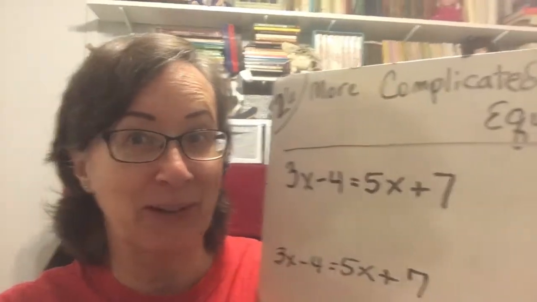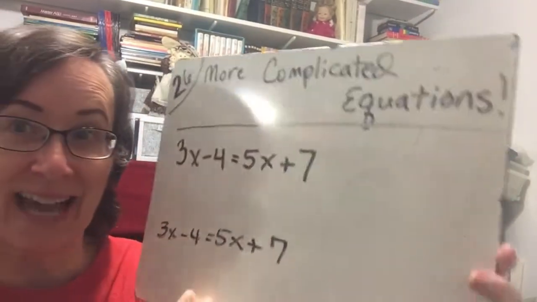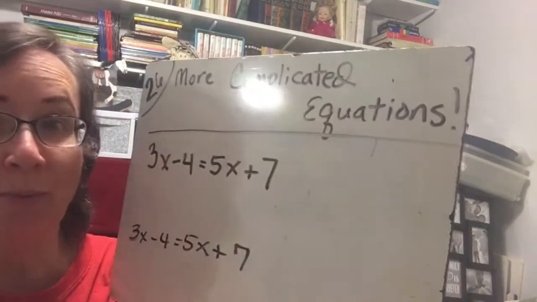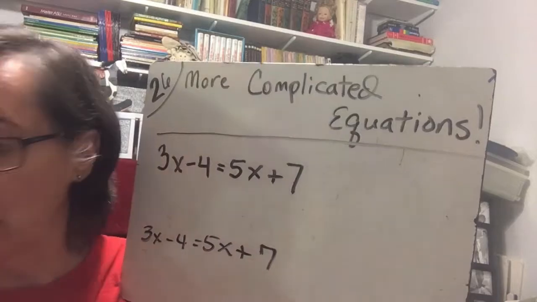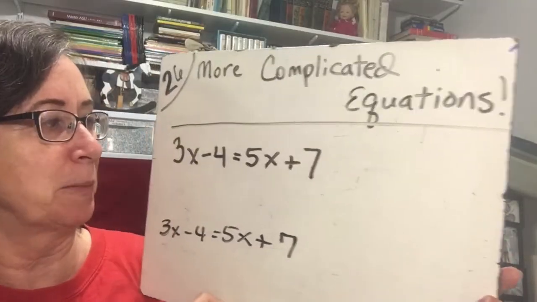And tonight we're here with lesson 26 in our Saxon Orange book, which is Algebra 1, and we're talking about more complicated equations. So let me see if I can get my lighting better. Hopefully that's a little bit better.